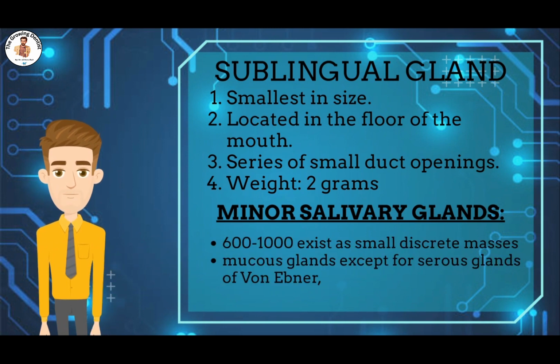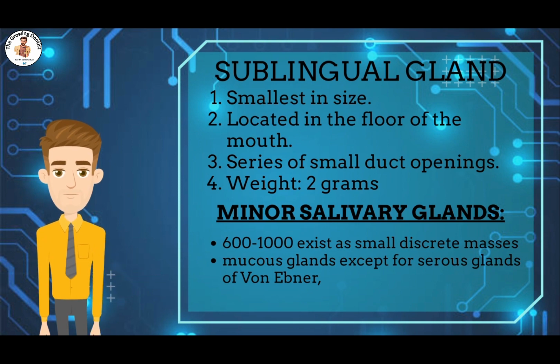Minor salivary glands number between 600 to 1000. They exist as small discrete masses throughout the oral cavity. They don't occur in the gingiva and anterior part of the hard palate. All of these glands have mucous secretions, except for the serous glands of von Ebner, which are present at the V-shaped groove on the tongue.